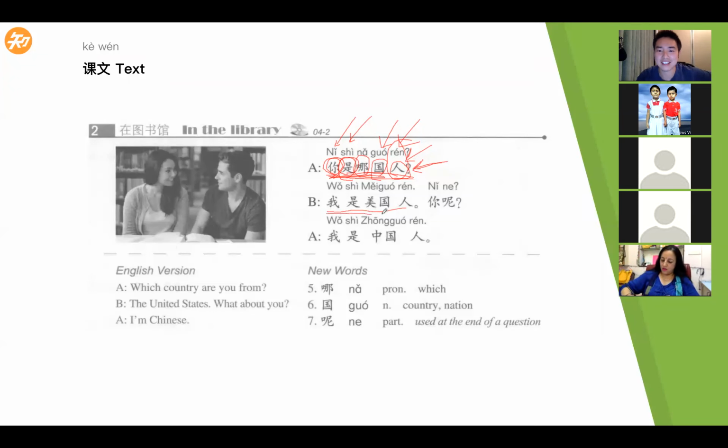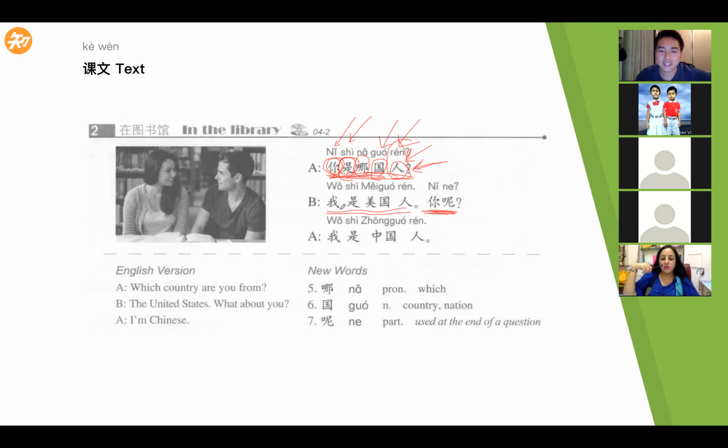Yeah. Now, so here, B said 我是美国人. Let's try to read this. 你呢? 你呢? Okay. Now, 你呢, what about you?